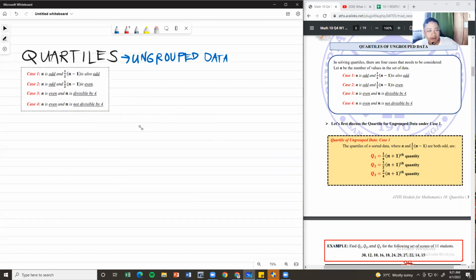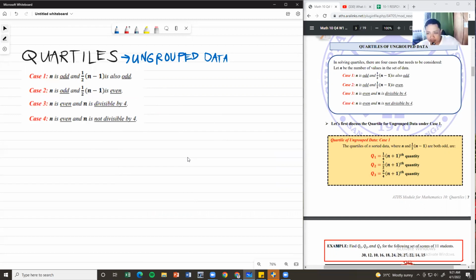So we have here 4 cases to understand, but actually they are very easy to do. The first case is n is odd, and when you divide n minus 1 by 2, it is also odd. The perfect example for this was the example a while ago. Why? Because we had 11 numbers a while ago. So n is equal to 11.